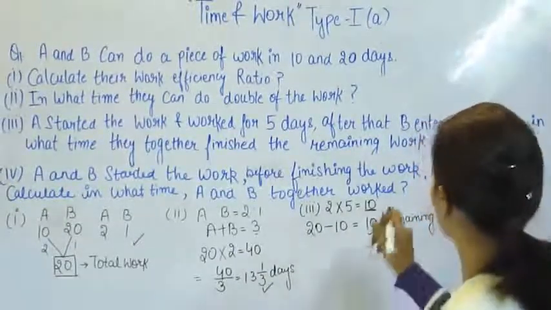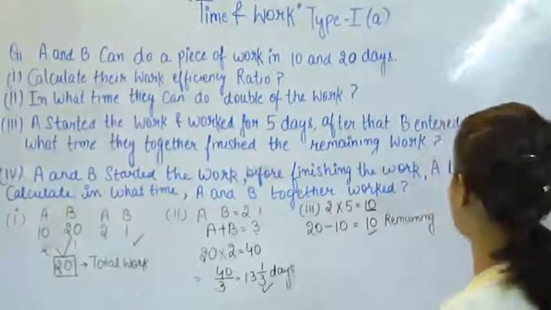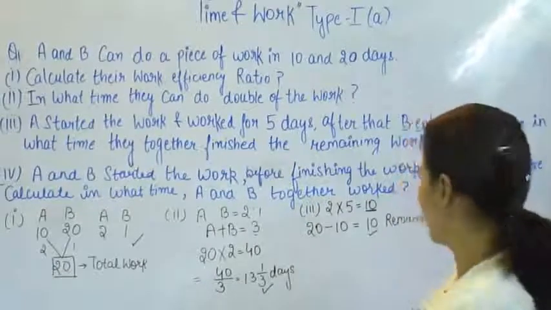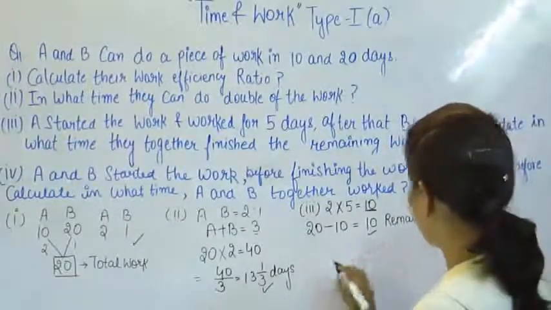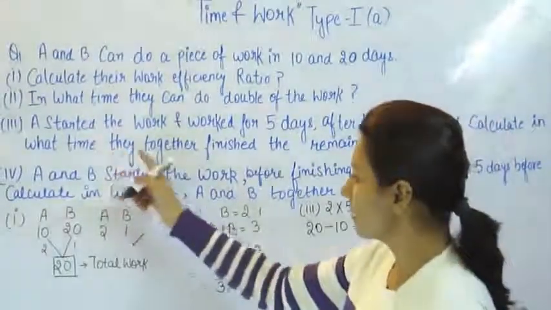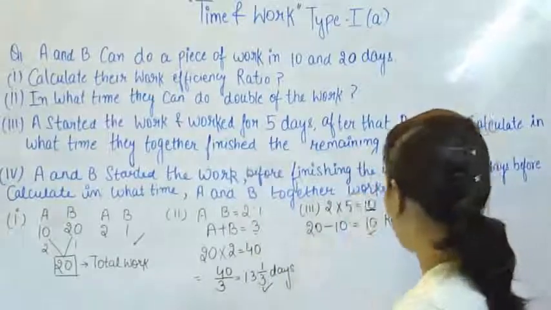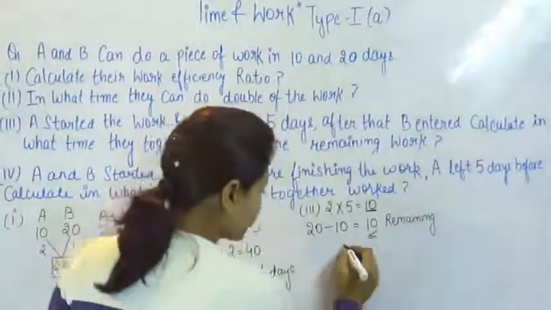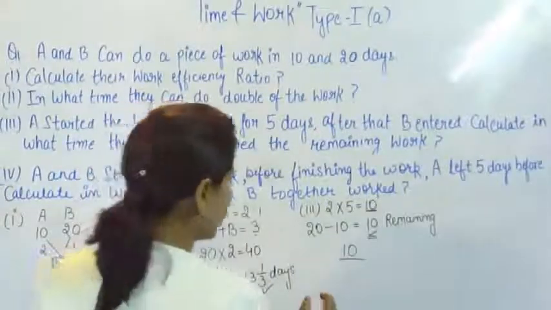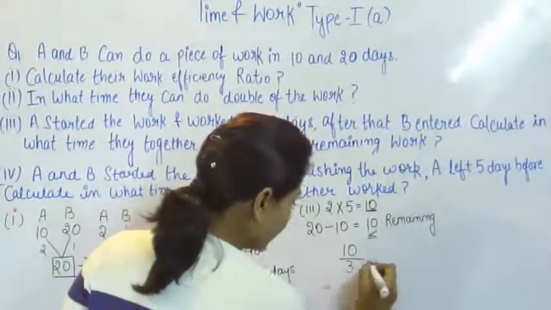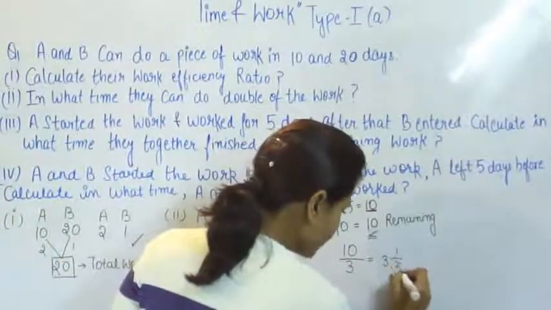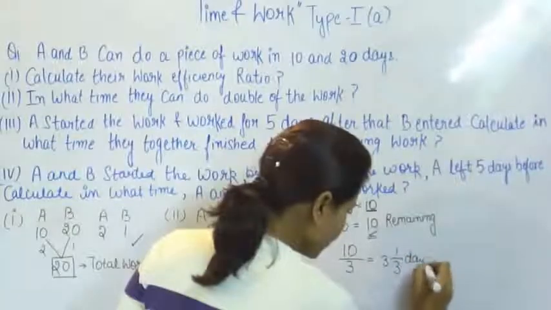Right. Now the question is, after that B entered. Calculate in what time they together finish the work. Now B entered and we have to calculate the time in which they together finish the remaining work. 10 is the remaining work. Now we have to calculate in what time A and B together, and we get, so this is the answer.